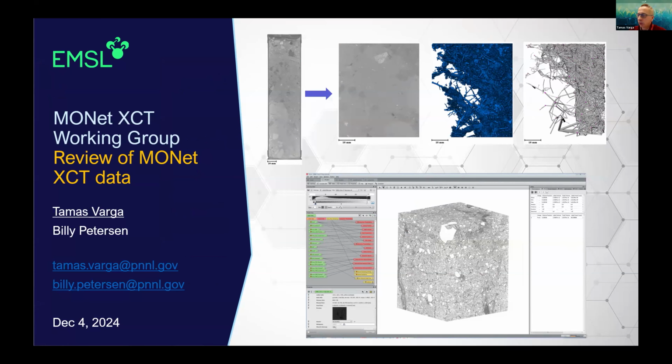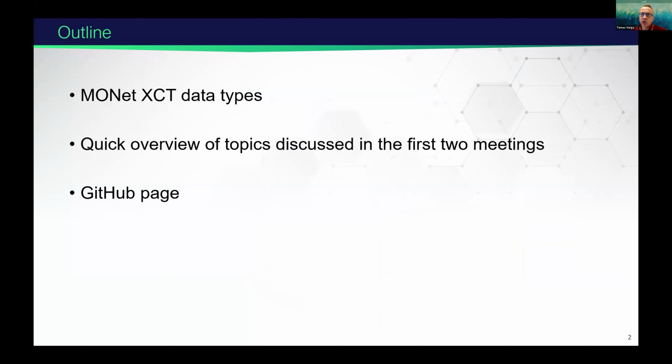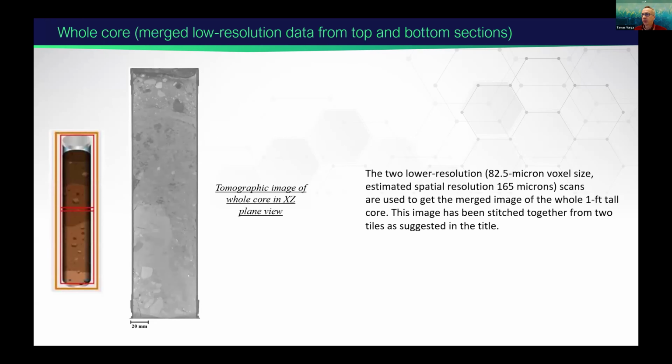Okay, so guys, I just wanted to go through and remind you of the content. These slides, as Vanessa mentioned, are on the GitHub page, the full slides, because I'm not showing the full presentations. I'll mention again the basic XCT data types that we create and upload under MONet. Then quickly go through the content of the previous two XCT working group meetings, I'll show that GitHub that was mentioned, and then I'll give it to Janshu.